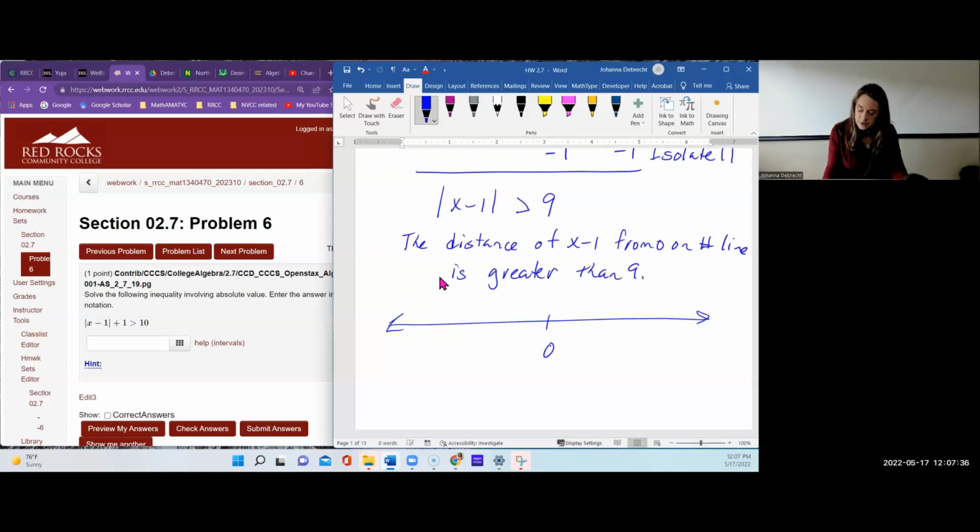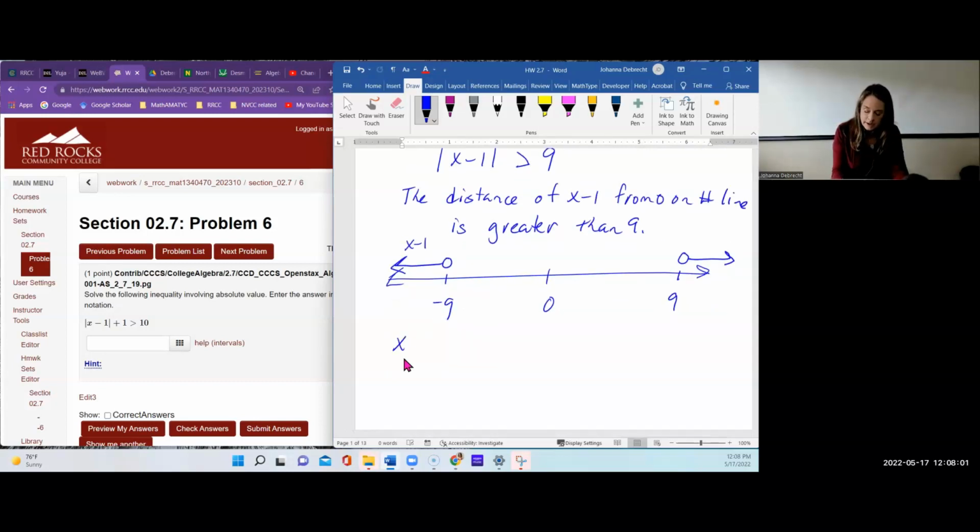If I'm 9 steps away, I could be at 9 or I could be at -9. But to be more than that means that I have to go further from 0 to the right of 9 and further from -9 to the left to get away from 0. Now this is where x minus 1 is sitting. X minus 1 is on the left side of -9, on the narrow end of -9.